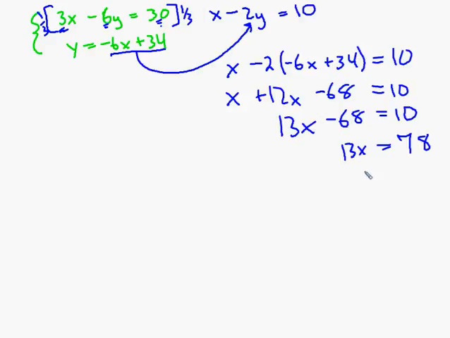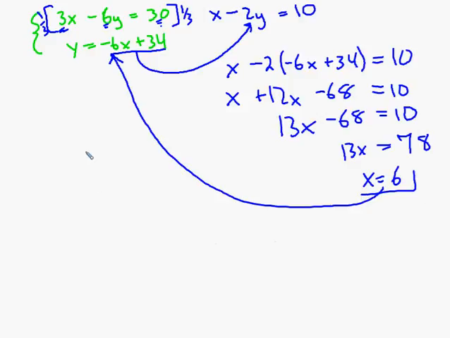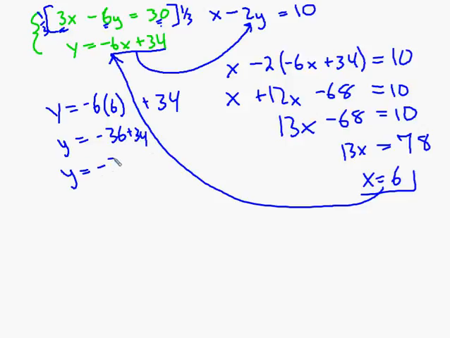And what's 78 divided by 13? 6. Now, what do we do with that 6? Well, I'm going to put it into here, right? So this is half the answer. So y equals negative 6 times 6 plus 34, which is negative 36 plus 34, which is negative 2.